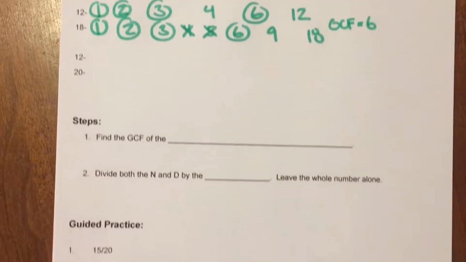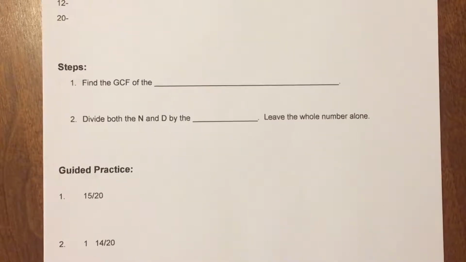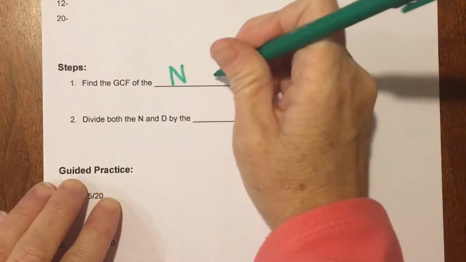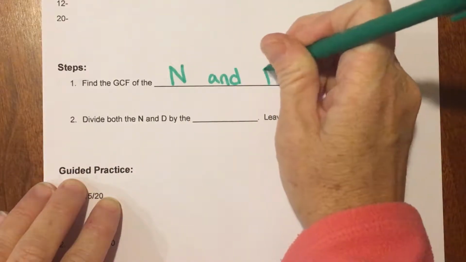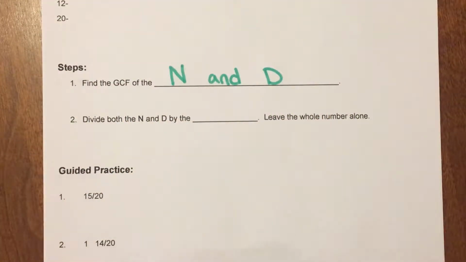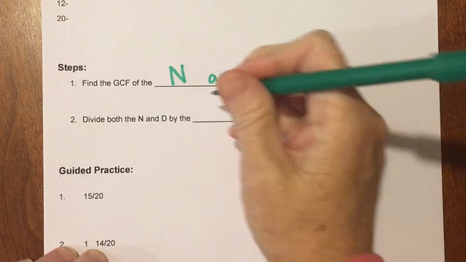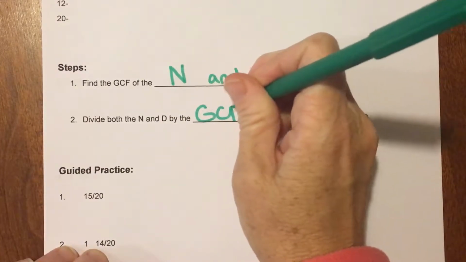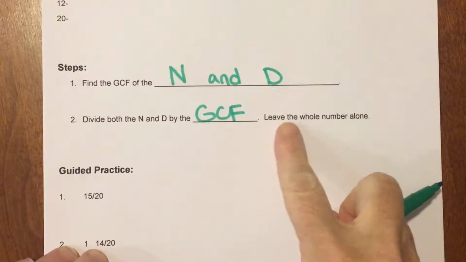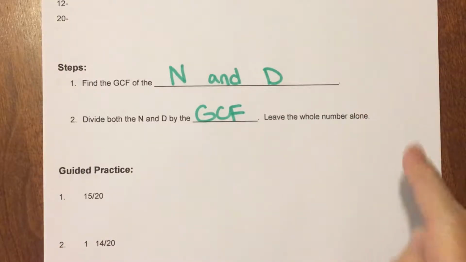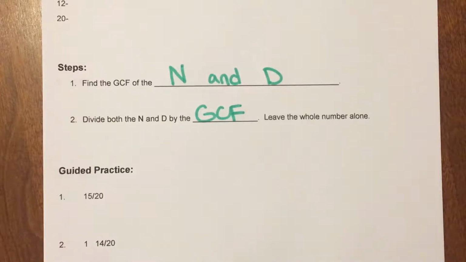All right, our steps then are, first you're going to find the GCF of the numerator and denominator. Then you're going to divide both the numerator and denominator by the GCF. You're going to leave the whole number alone if there's a whole number. Okay, so what does this actually look like?